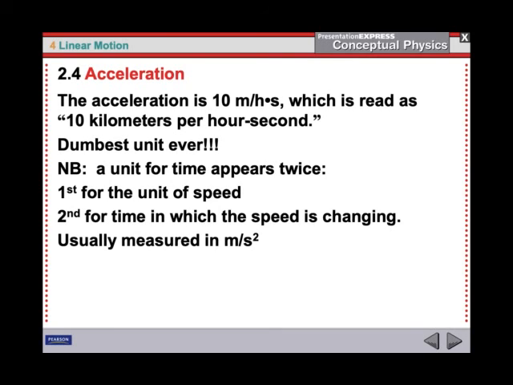Usually in our physics class, we're going to measure it in meters per second squared rather than saying meters per second second, which sounds really stupid. We'll just say meters per second squared.